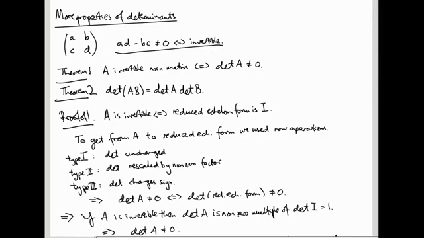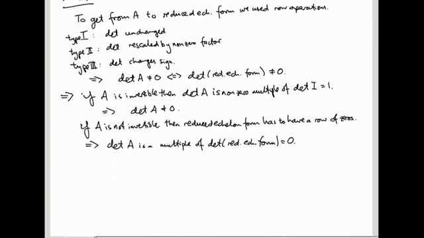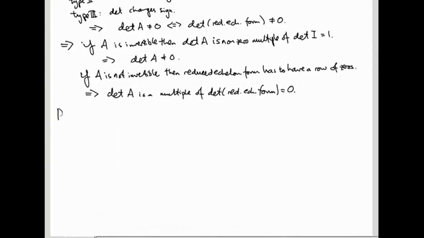What about theorem 2, that the determinant is multiplicative, so det AB is det A det B? So proof of 2.